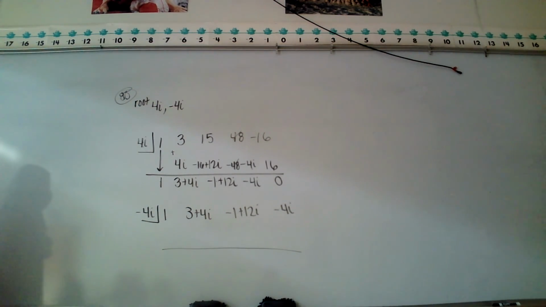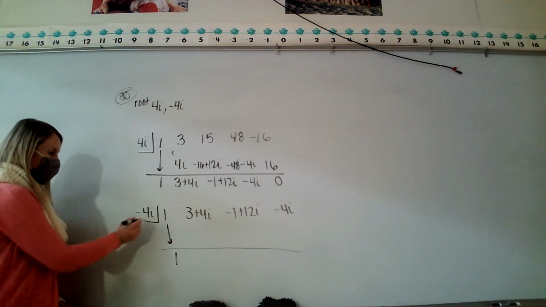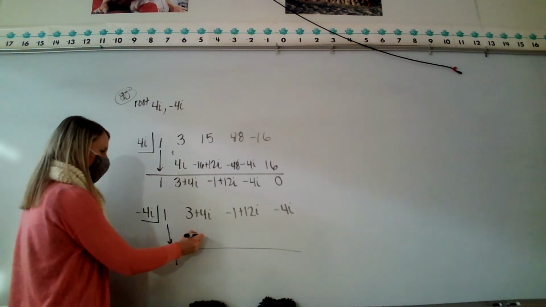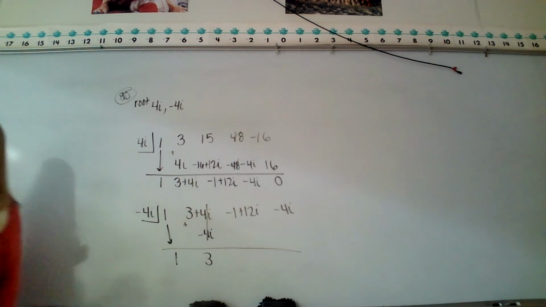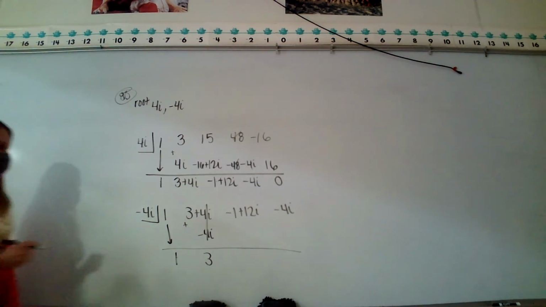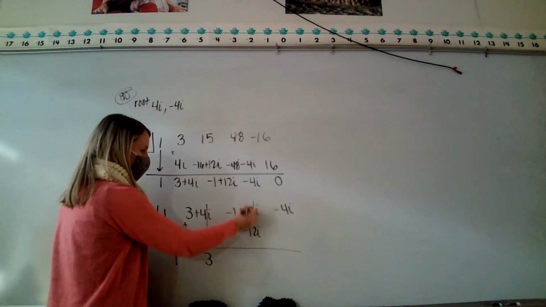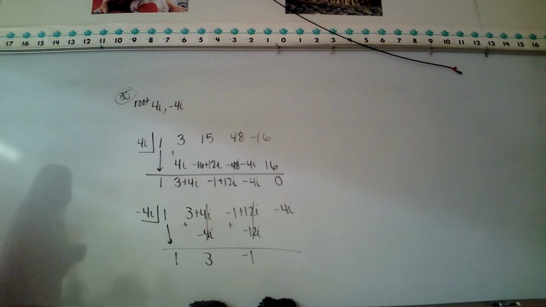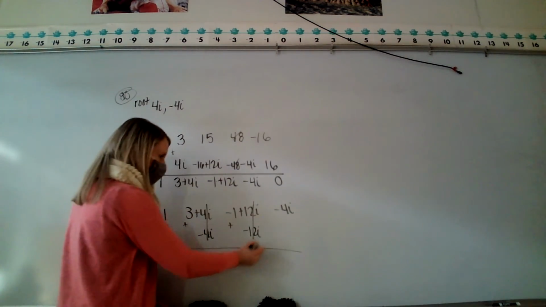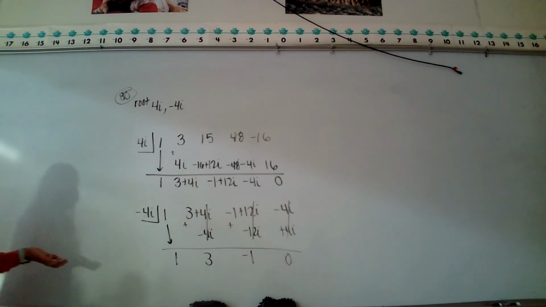Ready? This is why you need the conjugate, because if you just divide that out, that's a big hot mess. Bring this down. I get 1. Zigger zagger, I get negative 4i. Magical. I'm just left with 3. Negative 4i times 3 is negative 12i. Magical again. I'm left with negative 1. Negative 4i times negative 4 is positive 4i. And what do you know? You get 0, which makes sense because this is a factor.